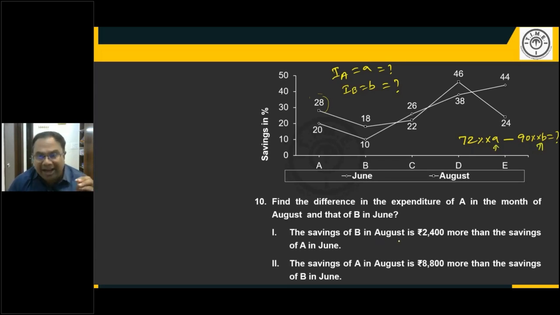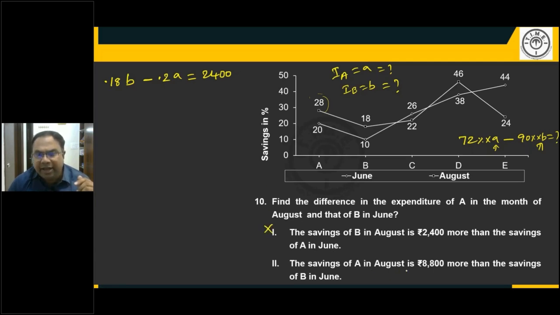Savings of B in August, 18%. 18% of B, 0.18 B, is 2,400 more than savings of A in June, 20%. 0.2 A, 20%, means 2,400. One equation, two unknowns, I cannot solve them.